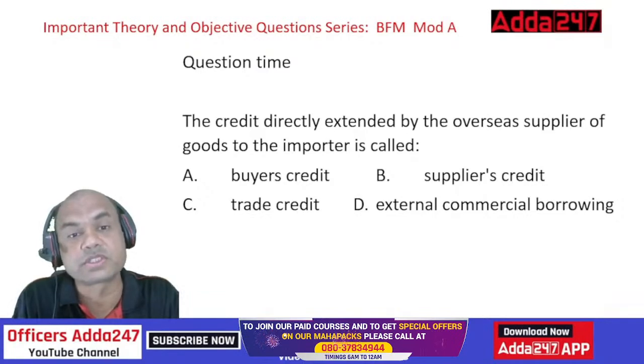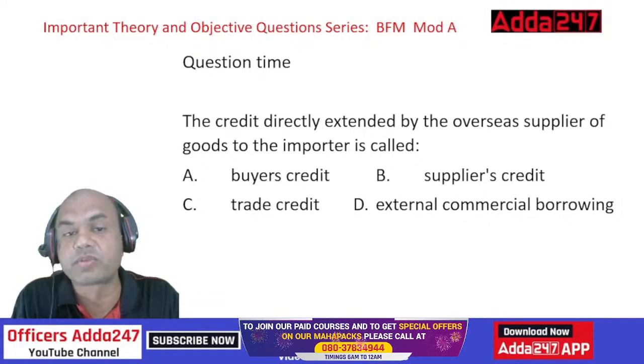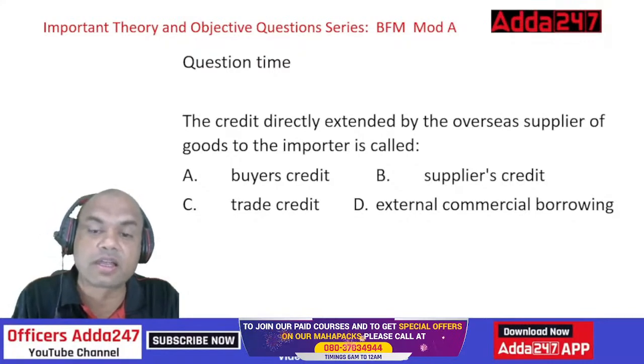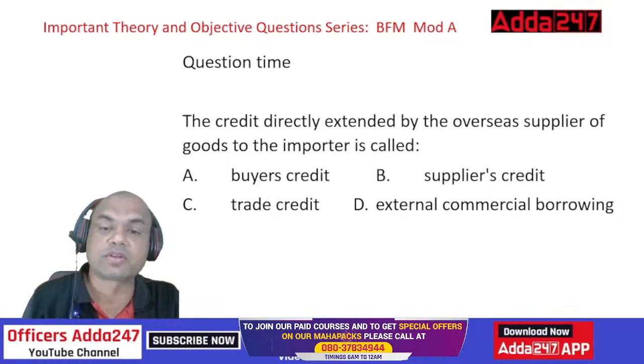Now let's come to the question time. The credit directly extended by the overseas supplier of goods to the importer is called what? Buyer's credit, supplier's credit, trade credit or ECB, external commercial borrowing. That is called what?